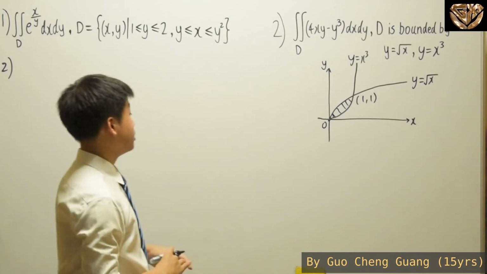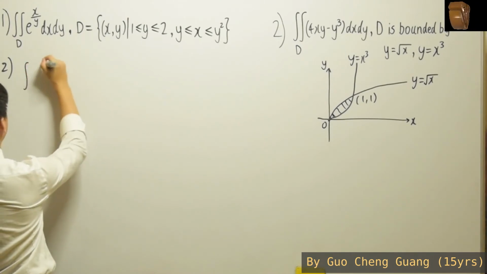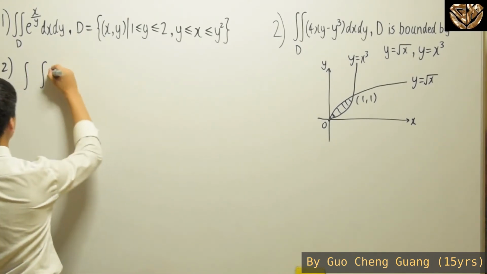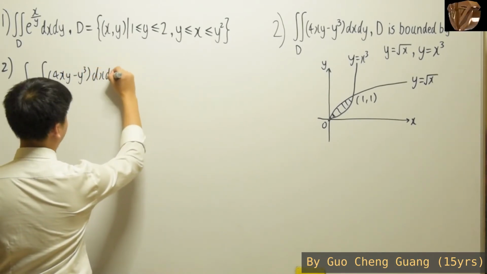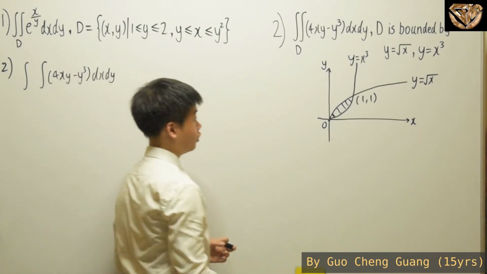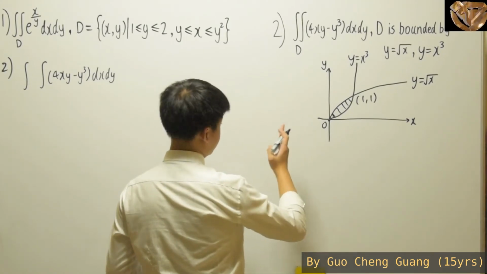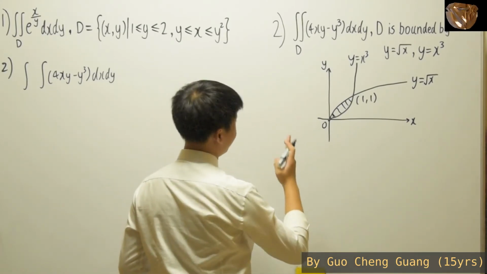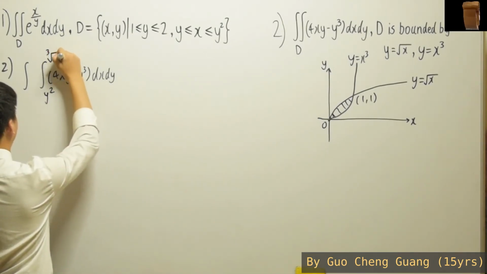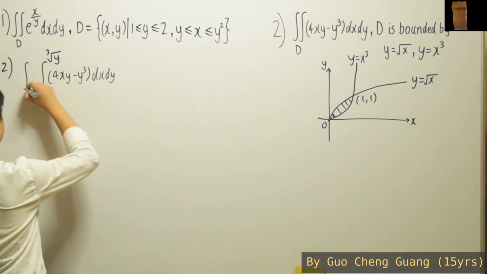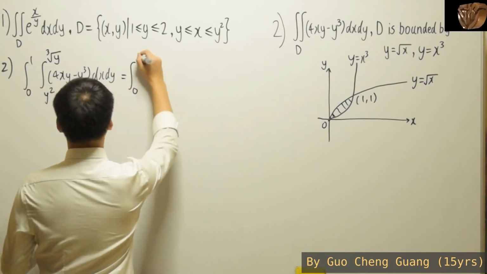So what if you want to integrate with respect to x first? So you're going to have this double integration of 4xy minus y cubed dx dy. Integrate with respect to x first, which is from the curve of x equals y squared to the curve of x equals cubic root y. So from y squared to cubic root y, and y will be from 0 to 1. Alright, so let's get to work.